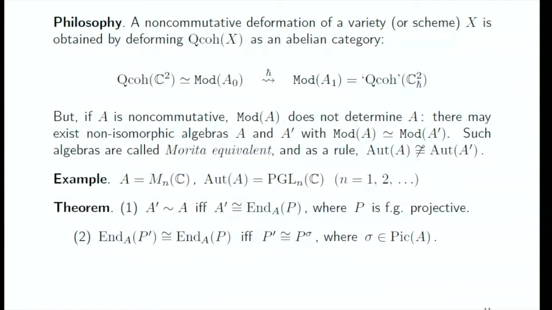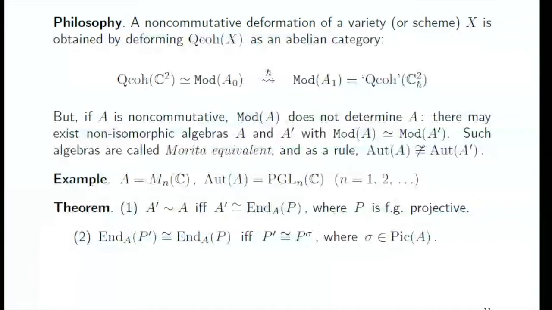non-commutative algebras. So the simplest example is, of course, matrices. If you take just n by n matrices over a field or over any ring, they are all Morita equivalent, or they have the same module categories, but the corresponding automorphism groups are different.